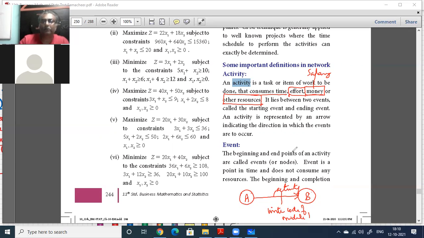Okay, so now you know what an activity is. Let us now go and find out what an event is.